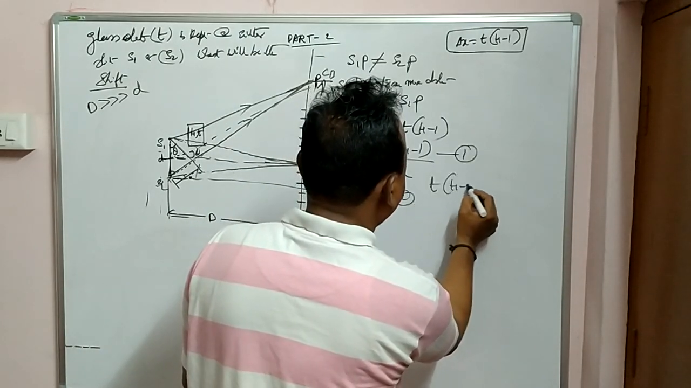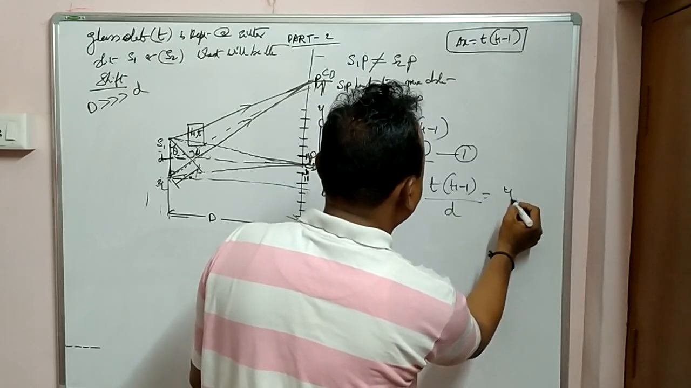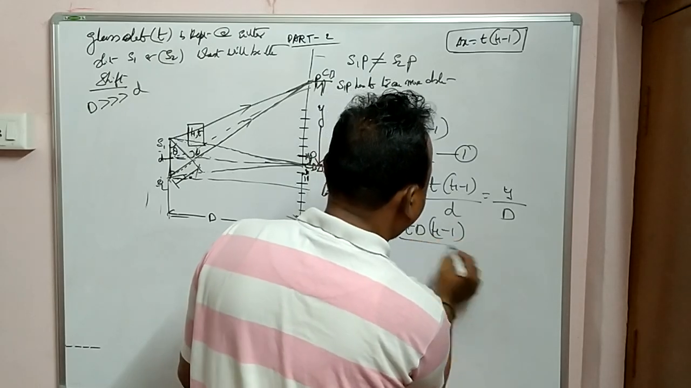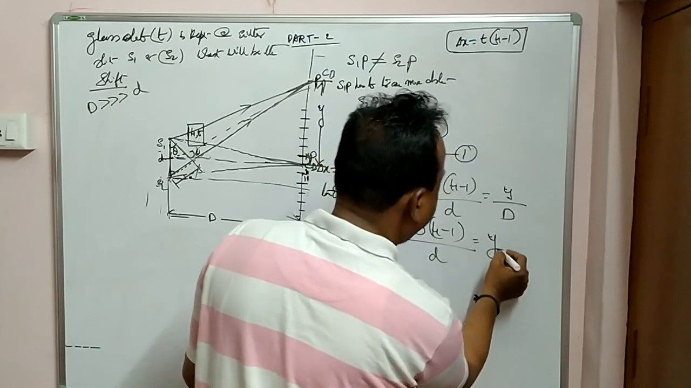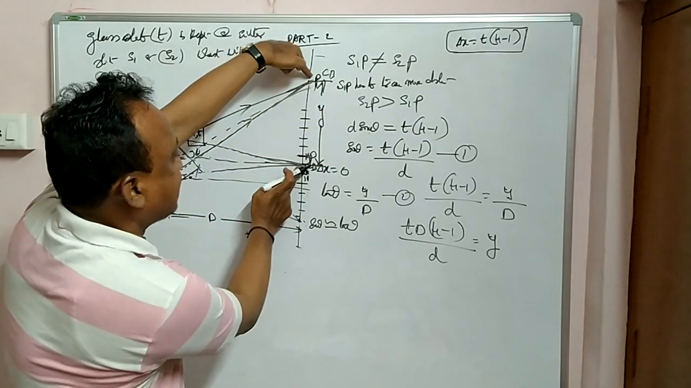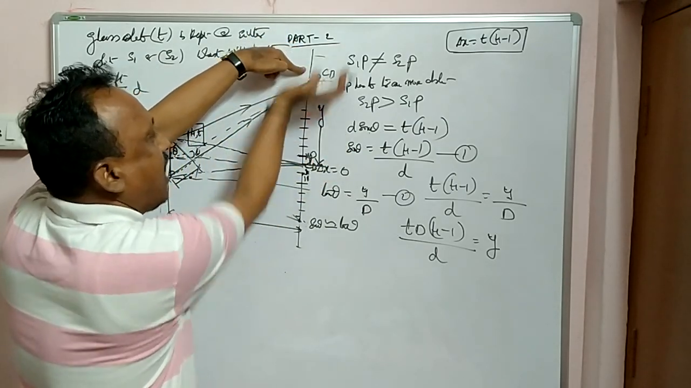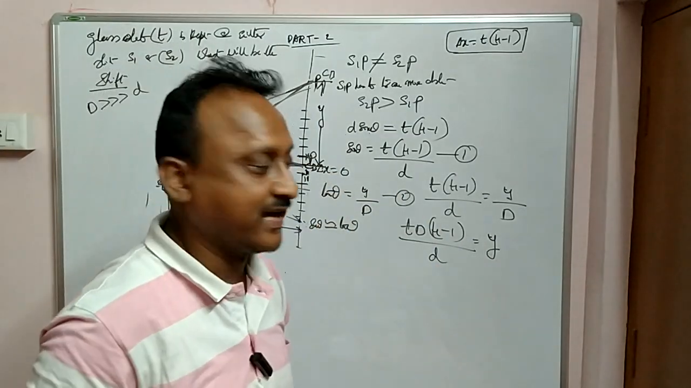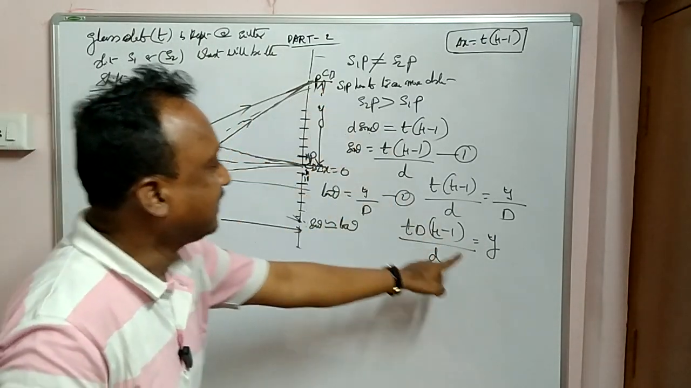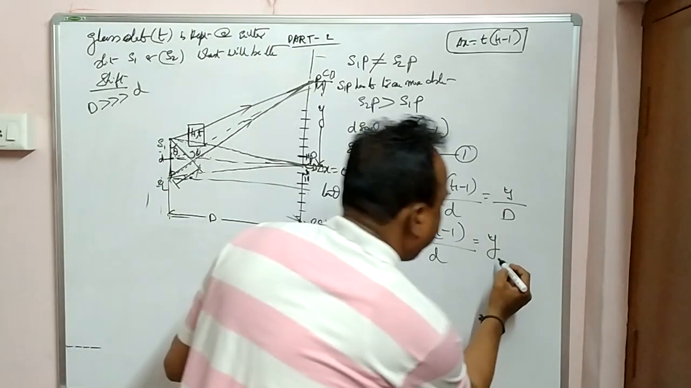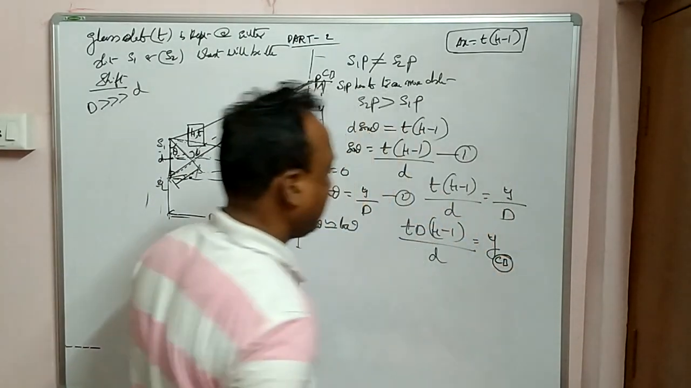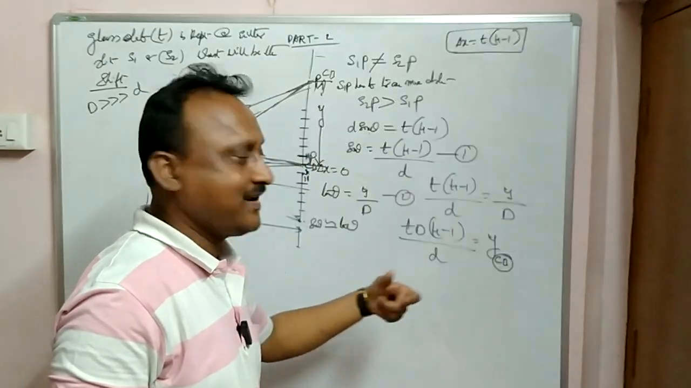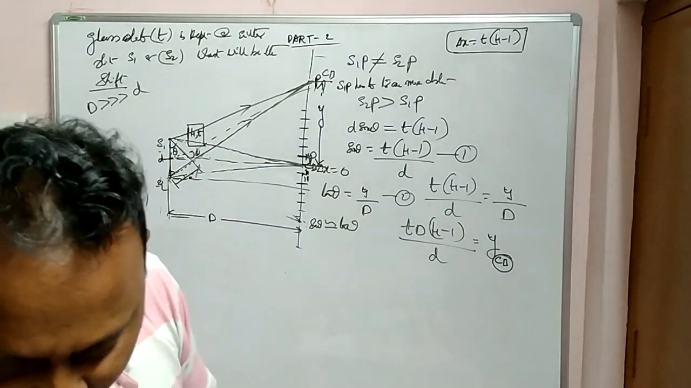So t into mu minus 1 by d is equal to y by capital D, or t into capital D into mu minus 1 by d is equal to y. So that y is the distance. The central band is shifted to the top because of the obstruction of the glass slab. Glass slab అడ్డు పెట్టడం వల్ల స్లిట్ ఉన్న దగ్గర సెంట్రల్ బ్యాండ్ ఎక్కడికి వెళ్ళిపోయింది, ఇంత డిస్టెన్స్కి వెళ్ళిపోయింది. Now this is the central band, shifted by Td into mu minus 1 by d. Clear? Please note down. Very, very important.